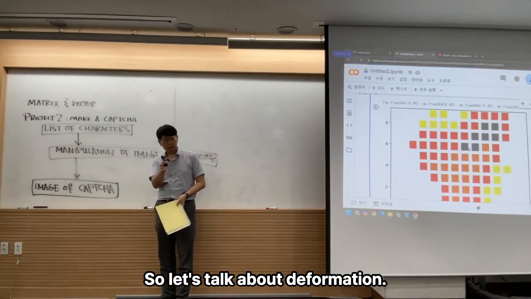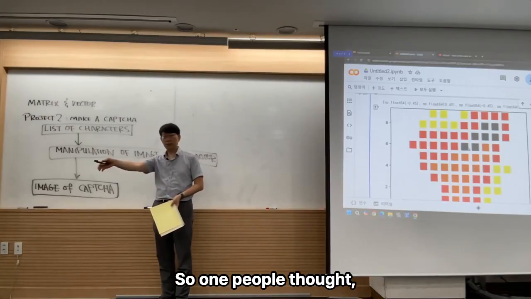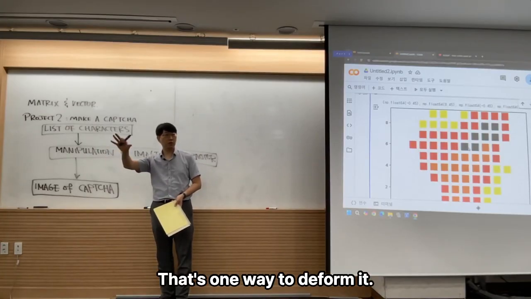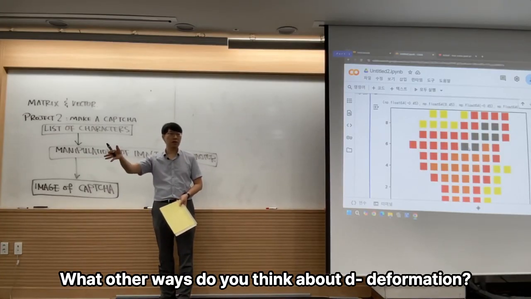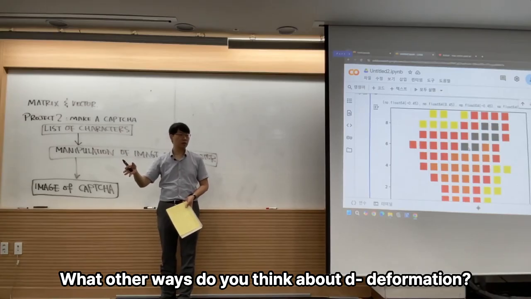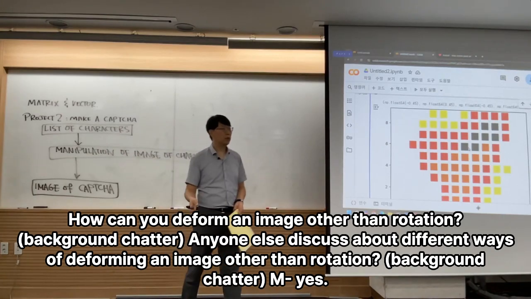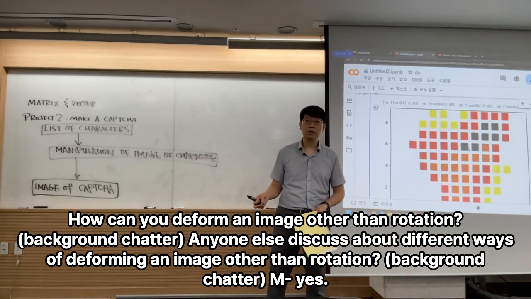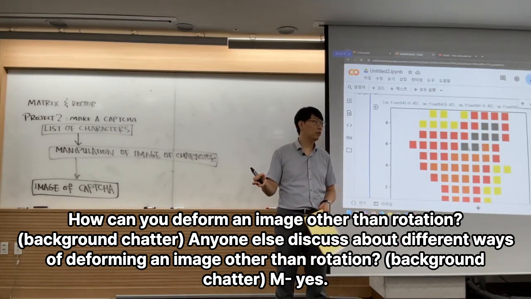All right. So let's talk about deformation. So people talk about the rotation. That's one way to deform it. What other ways do you think about the deformation? How can you deform an image other than rotation? Anyone else discuss about different ways of deforming the image other than rotation?